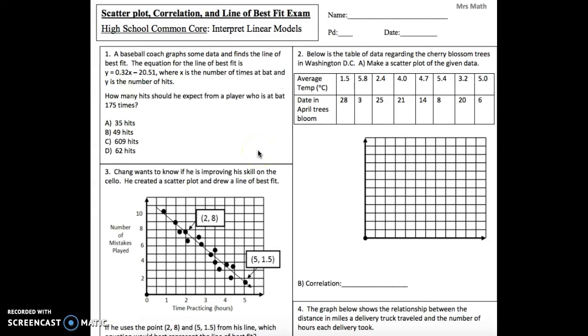Hey gang, today we're going to be doing scatter plots. So I'm going to work through these problems and hopefully you can work through them with me and it'll give you a little better idea of what I did to solve these. So just going to go starting at number one.